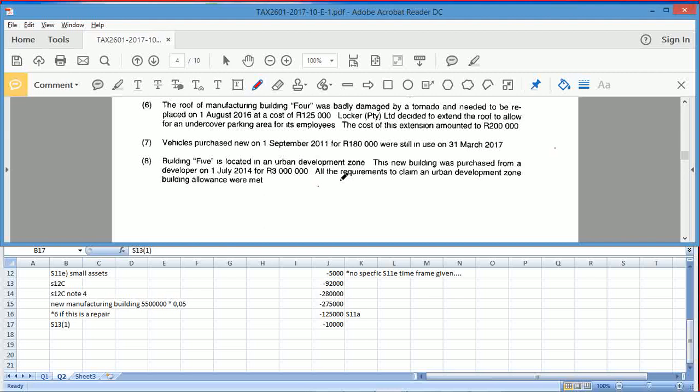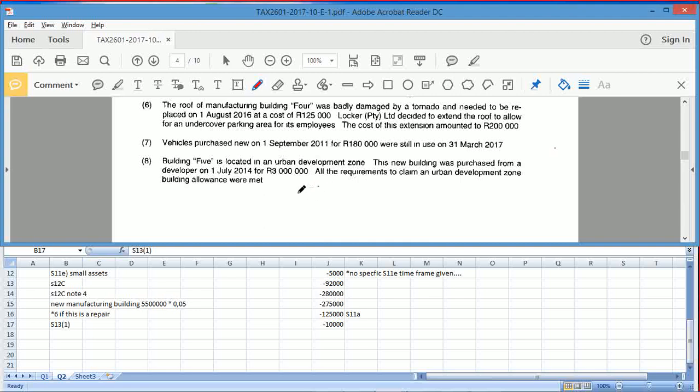This to me is building. It's the actual building of an item. Okay, yes, sir. Okay, so depreciable assets are assets that lose value. Okay. Yes, sir.